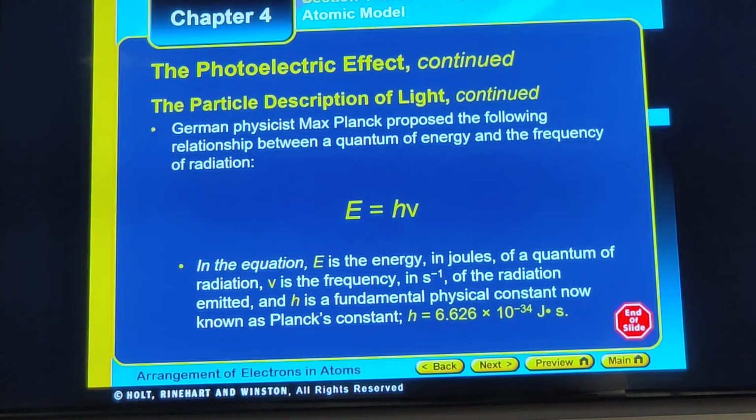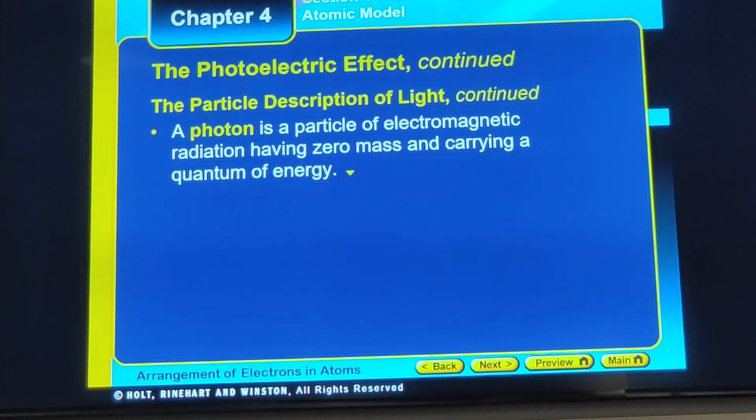So that's what this constant does as well. It gets rid of seconds, adds joules, and makes the answer the right size. Frequencies are big numbers, and the energy of a photon is really tiny, so we need something with a very small decimal number. That's why it's negative 34. So the photon then is just a particle that's carrying light.